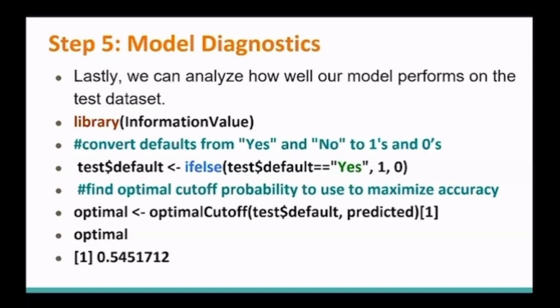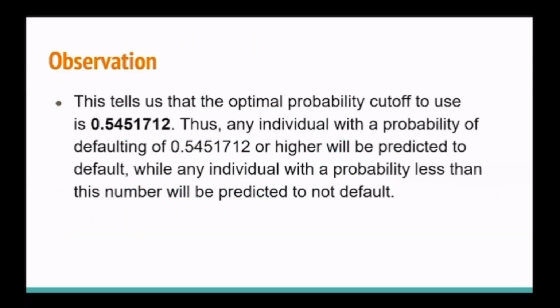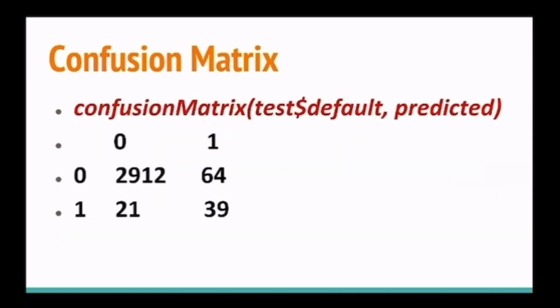Then we're going to make use of the optimal value, and from there we're going to create a confusion matrix. Now in the confusion matrix, the 0 and 1 here is what happened in reality, and the 0 and 1 here is what the model predicts. Okay, 0 means the customer is not going to default. 1 means the customer will default.